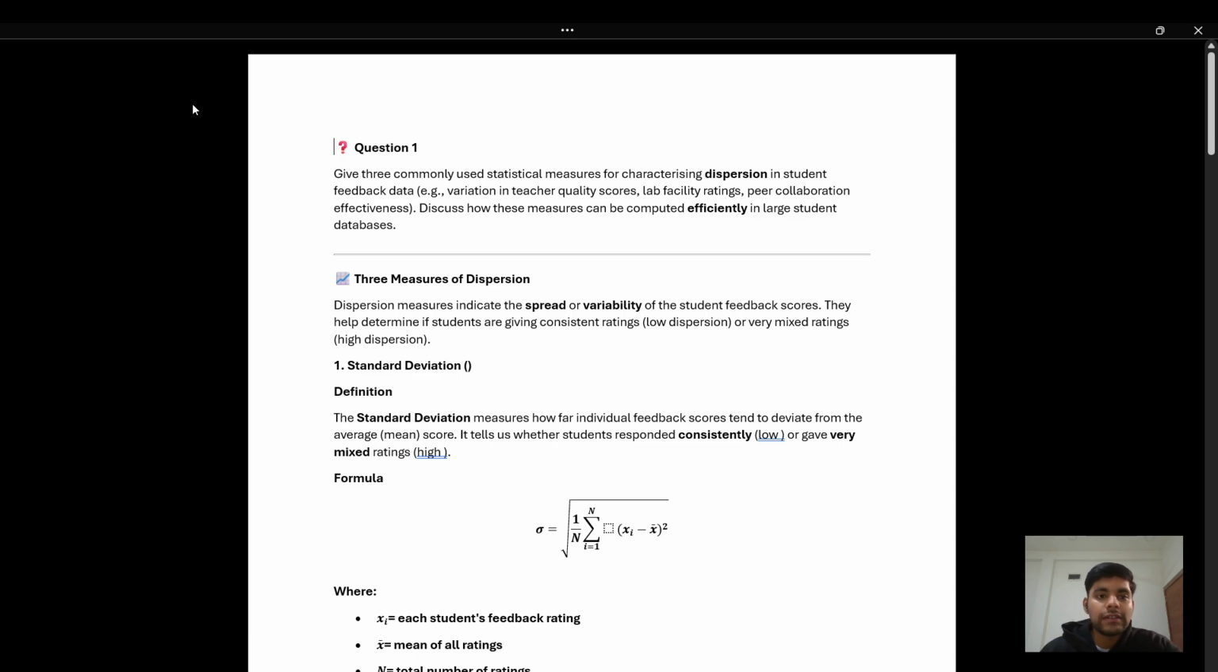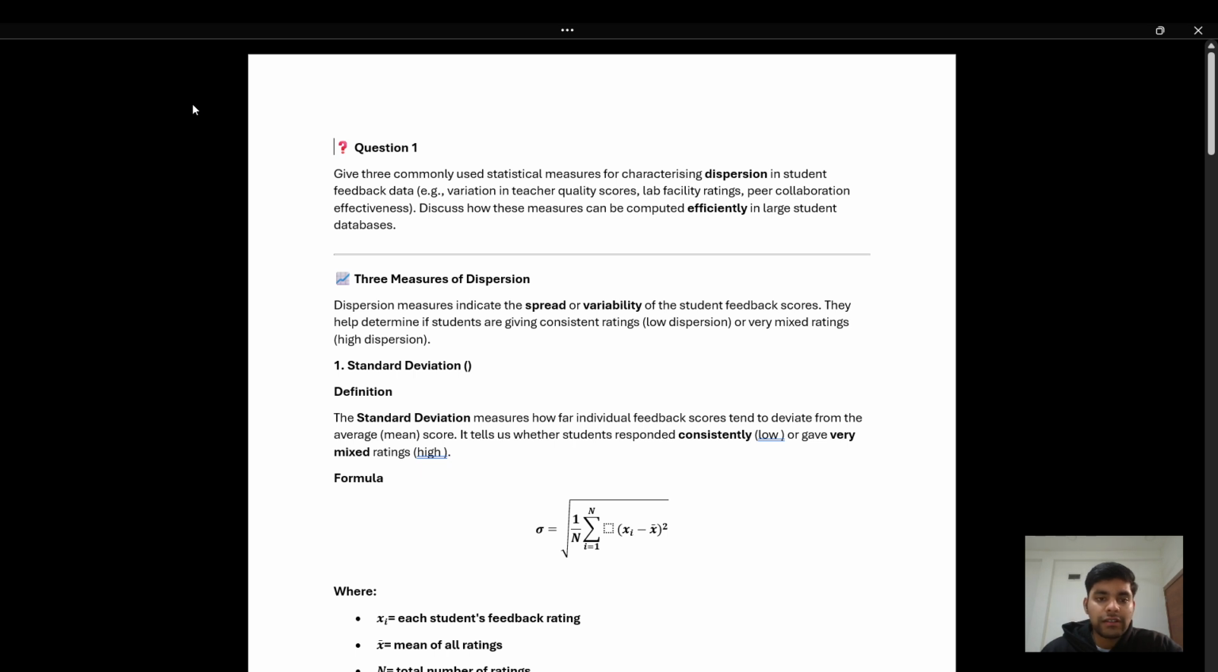So the question says, give three commonly used statistical measures for characterizing dispersion in student feedback data, like variation in teacher quality score, lab facility ratings, peer collaboration, and effectiveness. Discuss how these measures can be computed efficiently in large student databases.